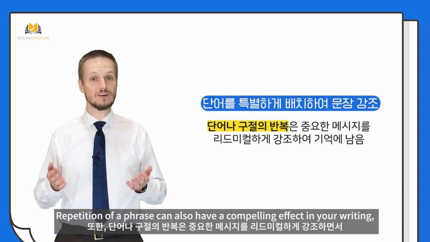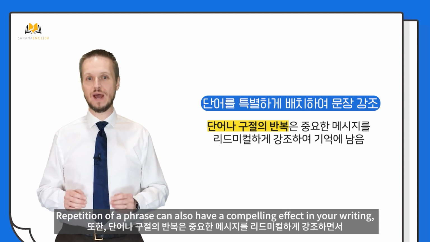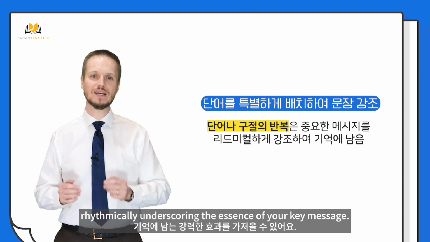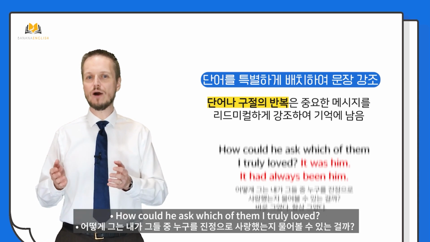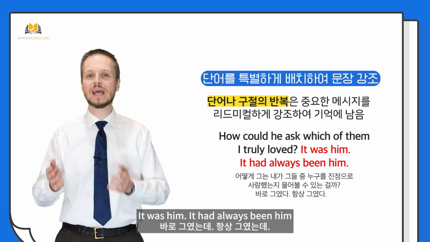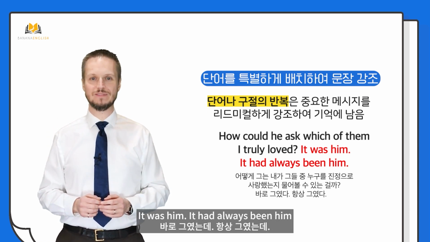Repetition of a phrase can also have a compelling effect in your writing, rhythmically underscoring the essence of your key message. How could he ask which of them I truly loved? It was him. It had always been him.